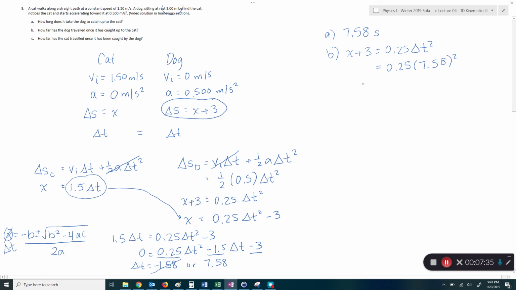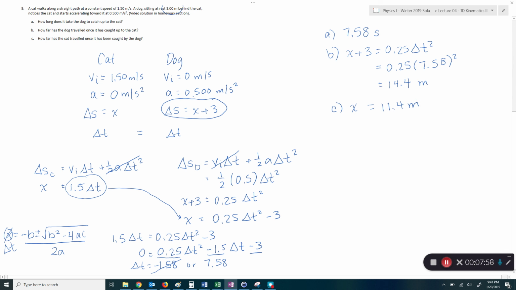And I get that the distance the dog travels is 14.4 meters. And then for C, the question is asking how far has the cat traveled? That's just x, which would be 14.4 minus the 3. So I can subtract the 3 and get 11.4 meters.